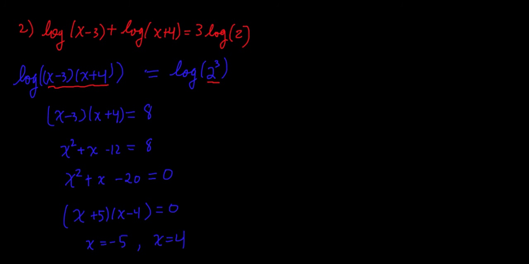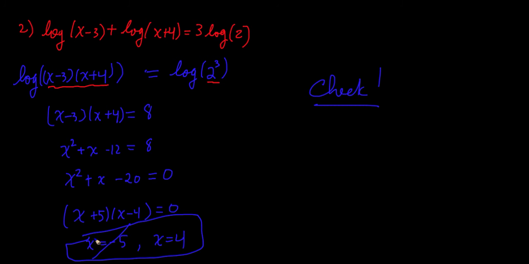Okay. Now, once again, just like we did in the last problem, we have to make sure that our answers are good, so we have to check. If I take negative 5 and substitute it into the original equation, negative 5 minus 3 is negative 8, and log of negative 8 is not real, there's no real answer to that, so this is an extraneous solution. If I put 4 into here, then that will work.